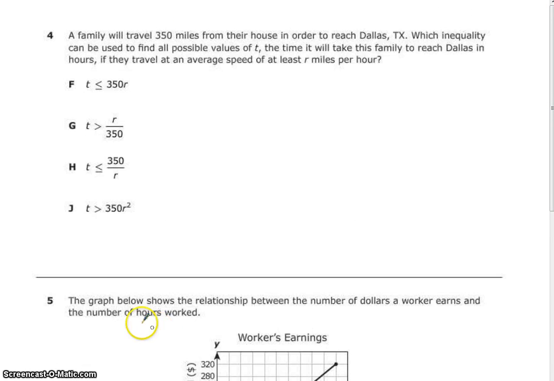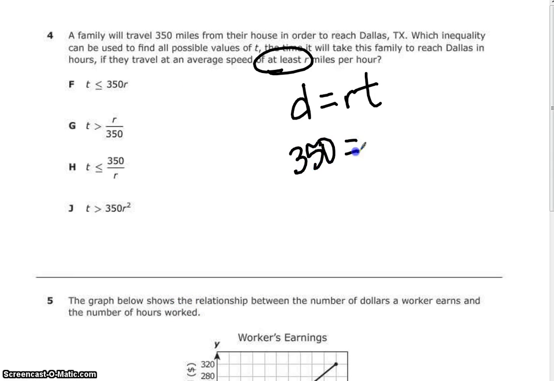Number 4, a family will travel 350 miles from their house in order to reach Dallas. Which inequality can be used to find all possible values of t, the time it will take, if they travel at an average speed of at least r miles per hour. So you need to know distance is equal to rate times time. That's just a formula you just need to commit to memory. Distance equals rate times time. Our distance is 350. Our rate, we don't know. And our time, we don't know.